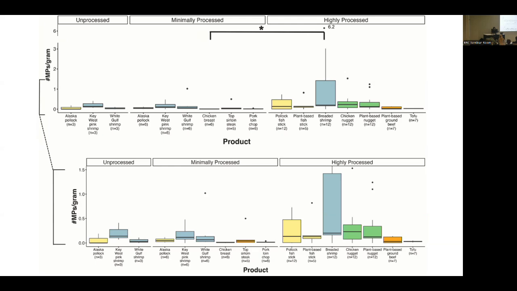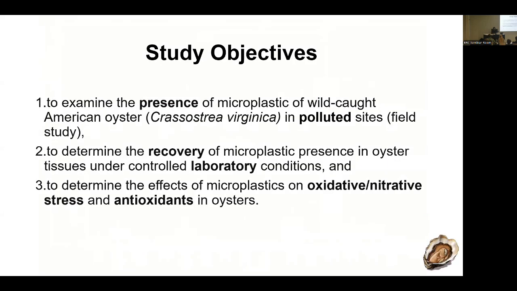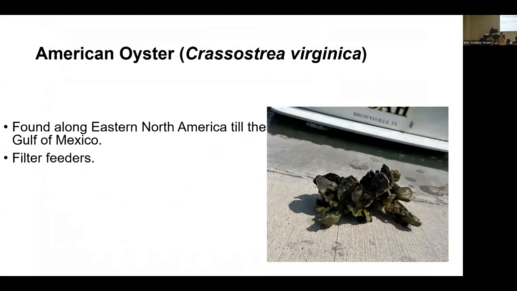So now going into a little bit of my study objectives. I had 3 study objectives, and the first one was to examine the presence of microplastics at the polluted site. So this is my field study. And then my second one was to determine the recovery of these microplastics under controlled laboratory conditions. So this is my depuration study. And then my third one is to determine the effects of microplastics on oxidative and nitrogen stress and the antioxidants in the oysters.